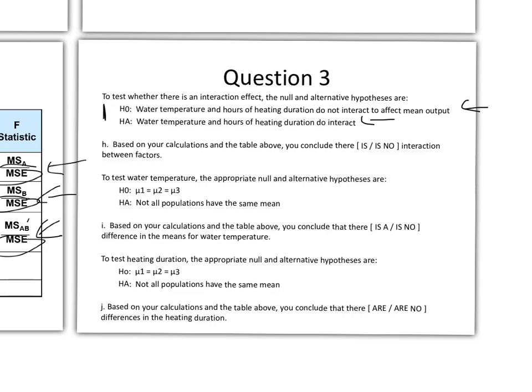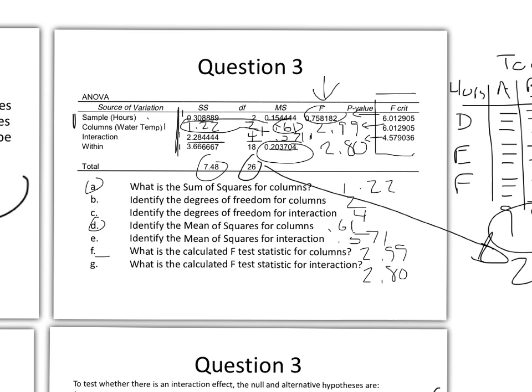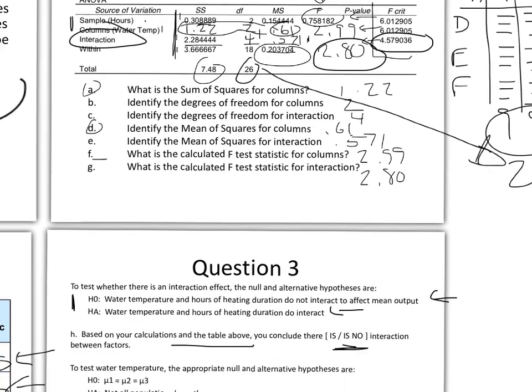Okay, and so that's the first set of hypotheses, and it says, based on your calculations and the table above, you conclude that there is no, that's the question, interaction between factors. So we go back up here again, and we're going to look at the interaction row here. And here our critical value, so if our calculated F statistic is greater than 4.579, we will reject the null and say that there is interaction here. We see 2.8 is less than that, so we will say there is no interaction between them.